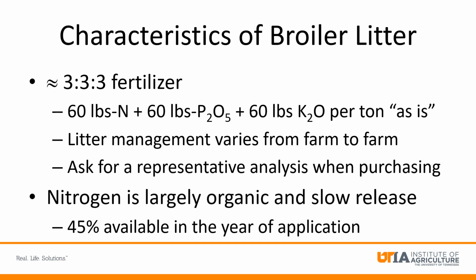So of that 60 pounds of nitrogen that's reported, somewhere around 25 to 30 pounds typically is what's going to be available. In the case of the potassium and the phosphorus, it's safe to assume that long term, all of the phosphorus and potassium will be 100% crop available.